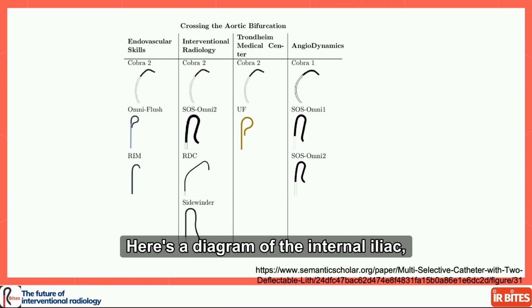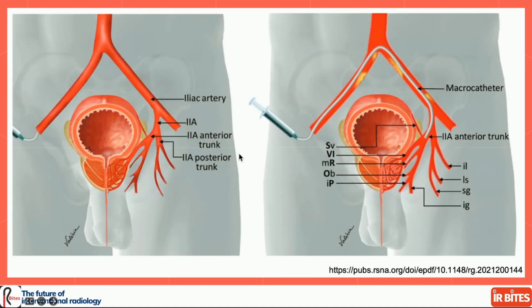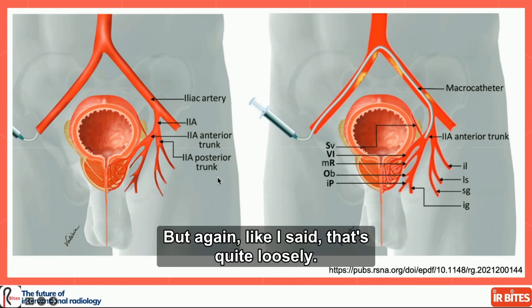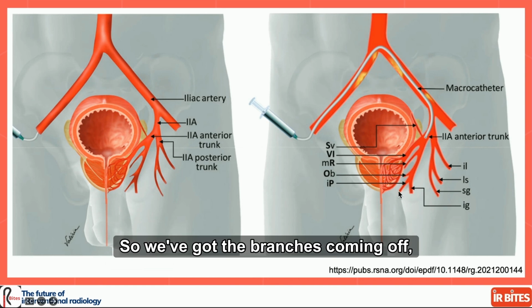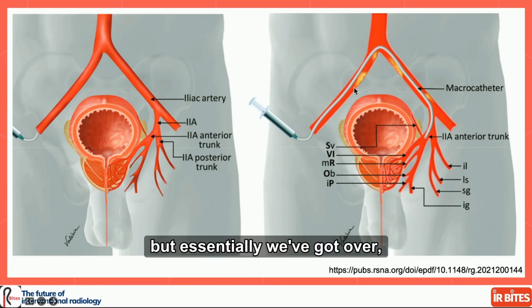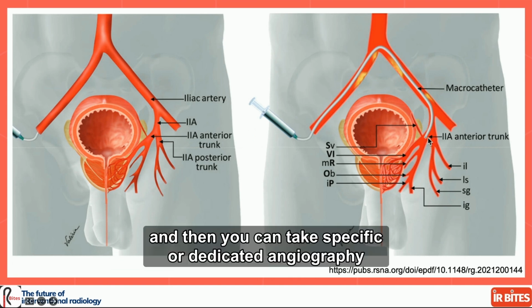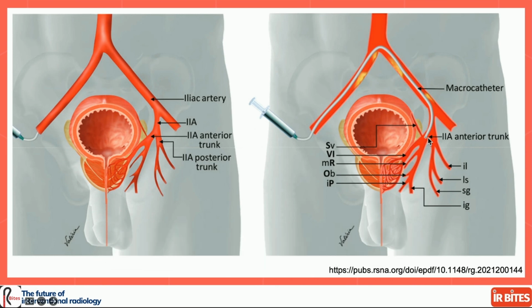Here's a diagram of the internal iliac artery. Loosely, you could divide it into an anterior and posterior trunk. But again, like I said, that's quite loosely. So we've got the branches coming off, but essentially, you get a macro catheter up to that point, and then you can take specific or dedicated angiography imaging from there to plan further ahead.